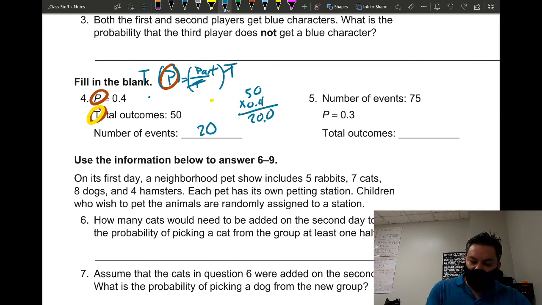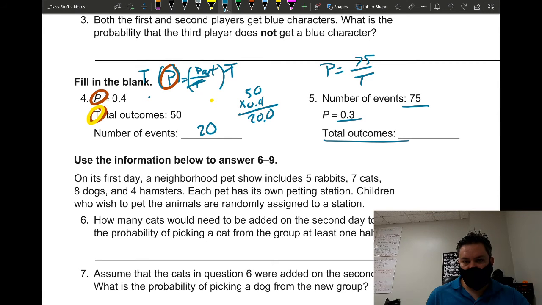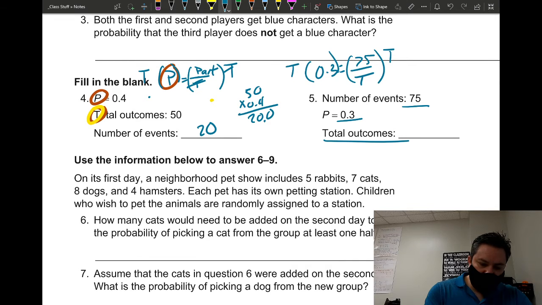Now, what if they give you the total number of events and the probability? The same thing. You got to look for the total number of outcomes. So now you have part over total, the probability. You have 75 over T, and it equals 0.3. So you got to solve for this one. We gotta undo that T first, and then divide. So now this cancels out, but I still have it over there. So I gotta get rid of it. So I divide by 0.3.